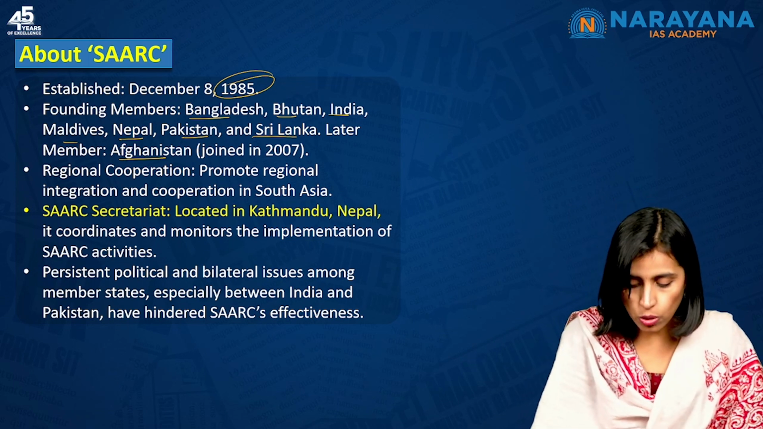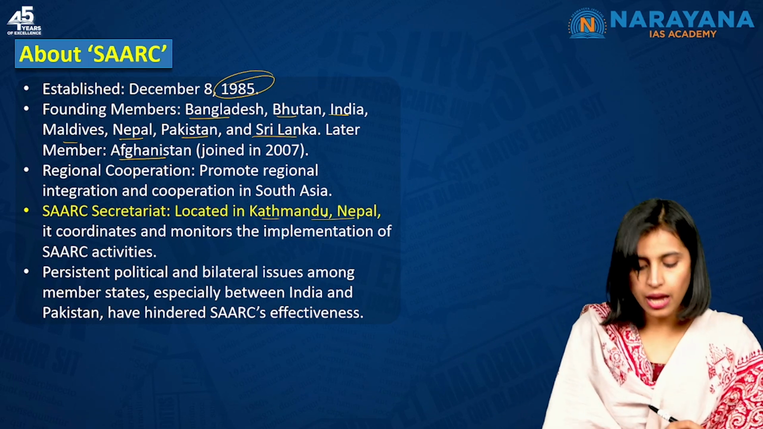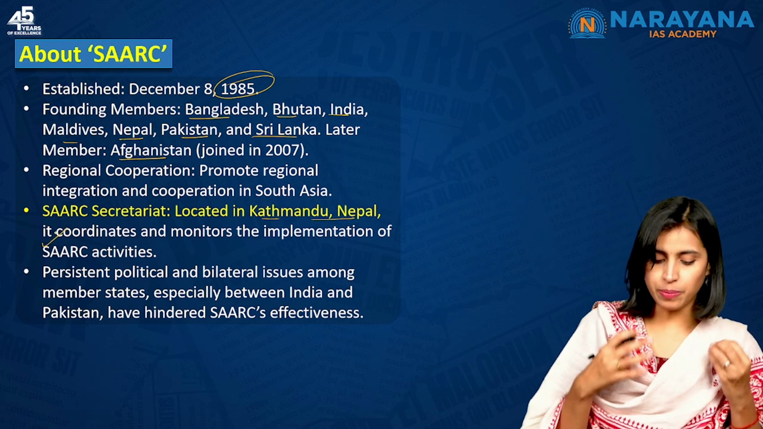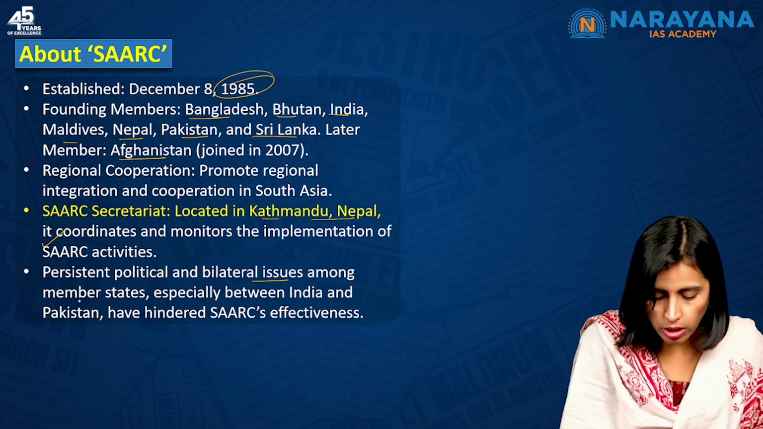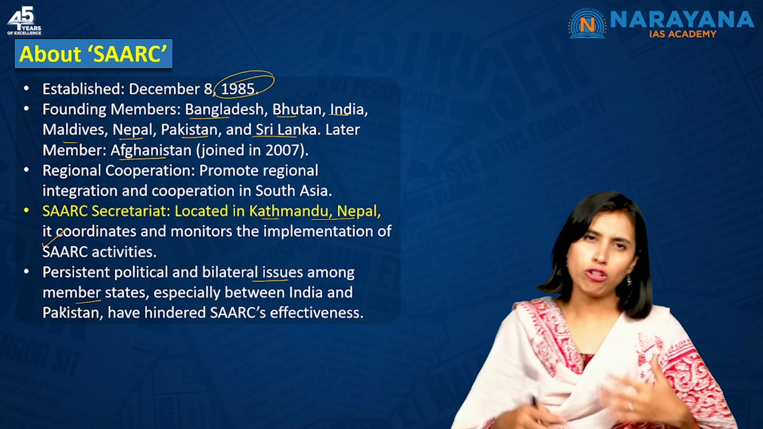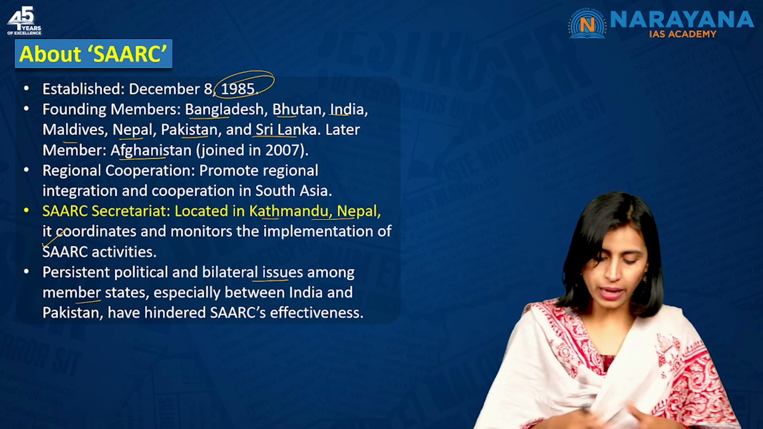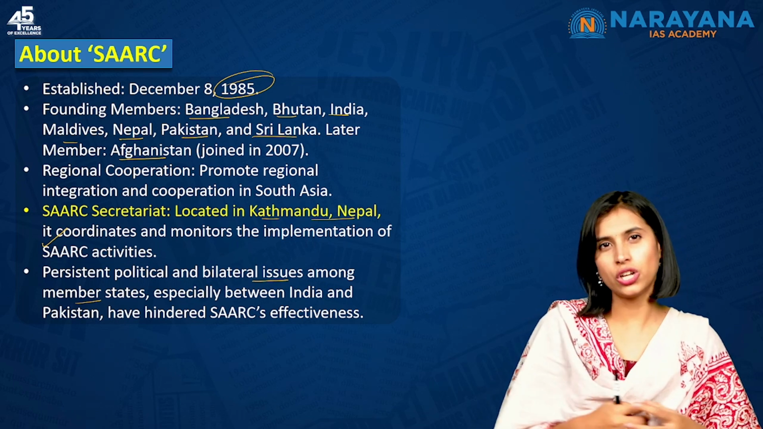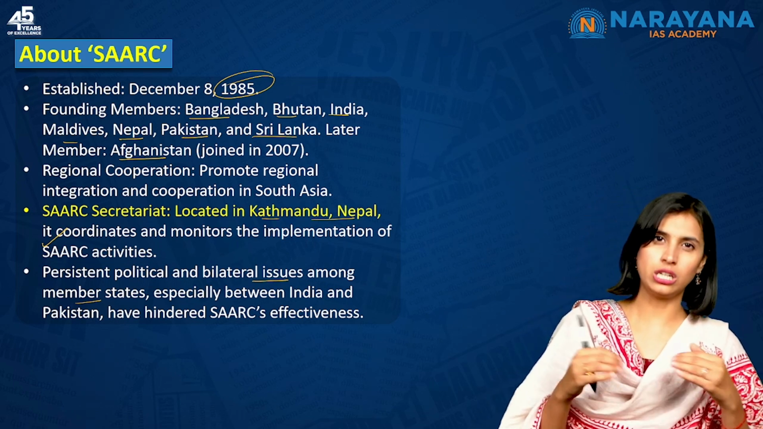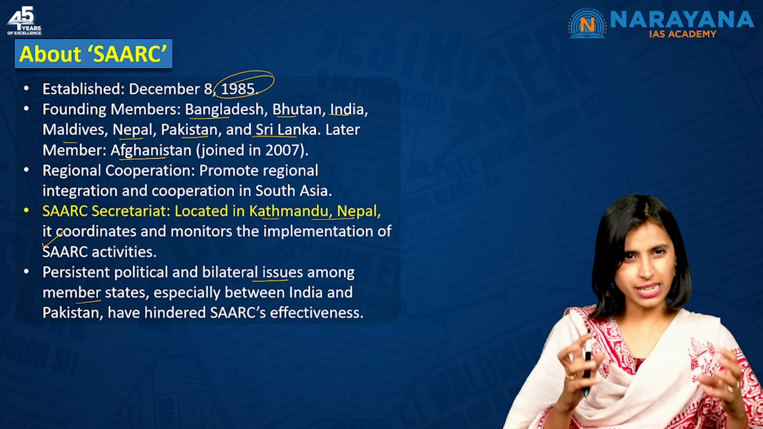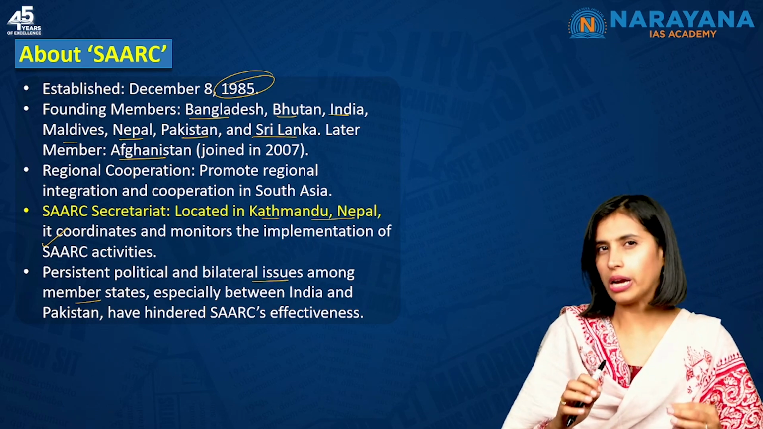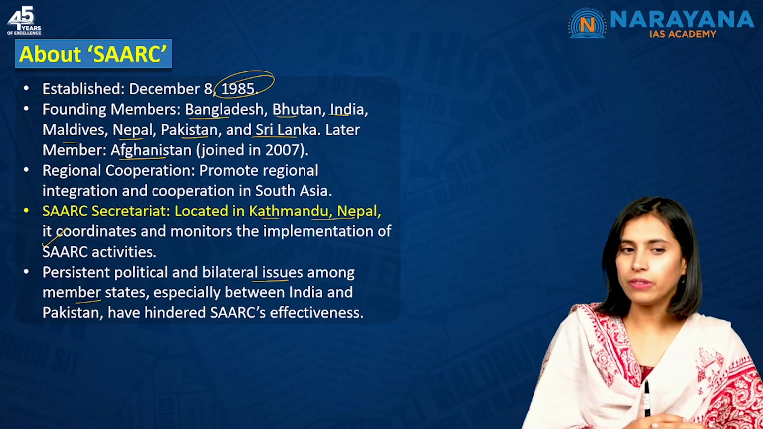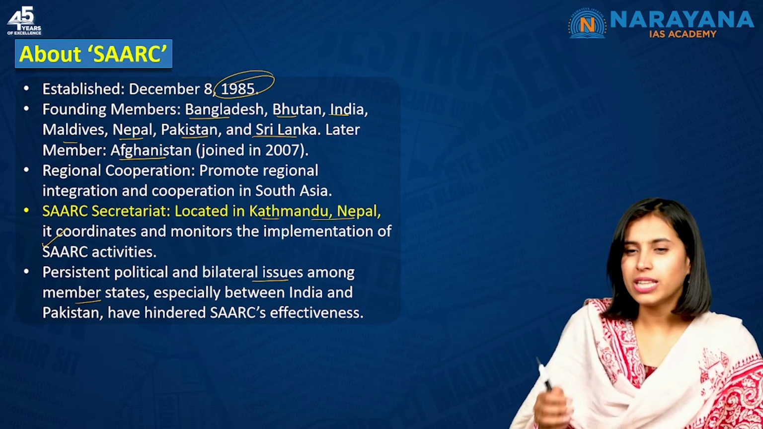Its secretariat is located in Kathmandu, Nepal. It coordinates and monitors the implementation of SAARC activities. It prevents political and bilateral issues among the member states. Generally, that also becomes a problem because if the bilateral relationship between two countries is not good, it impacts the functioning of the SAARC nations as well, which is actually the concern right now. As a result of the not so good relationship between India and Pakistan, SAARC as a regional grouping, its effectiveness is also suffering. With this, we're done with this article.